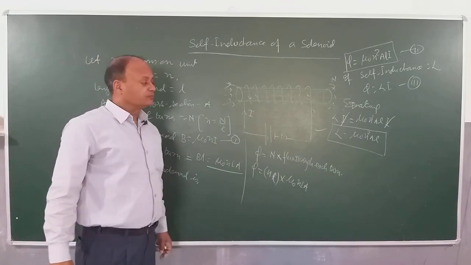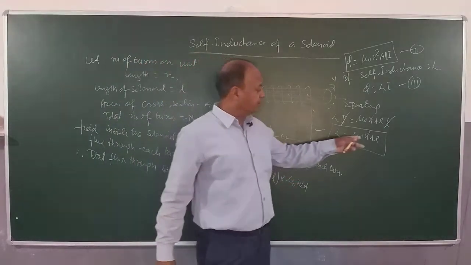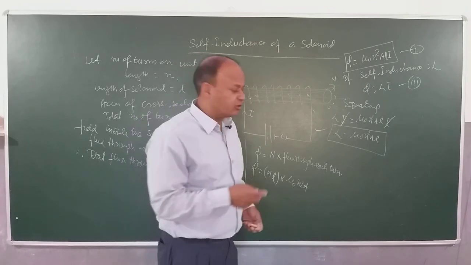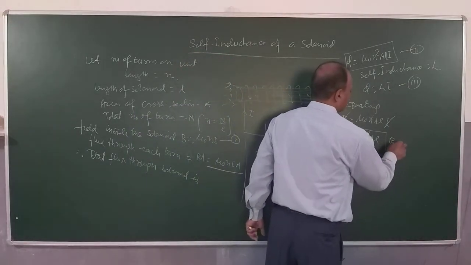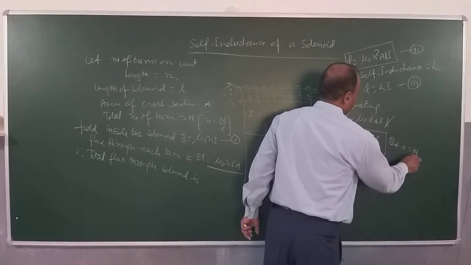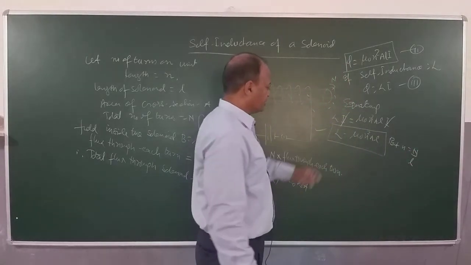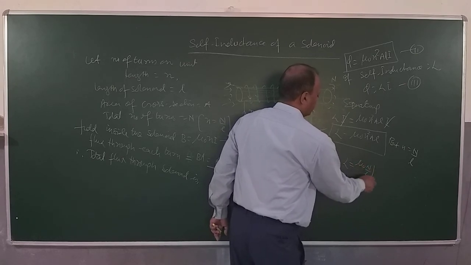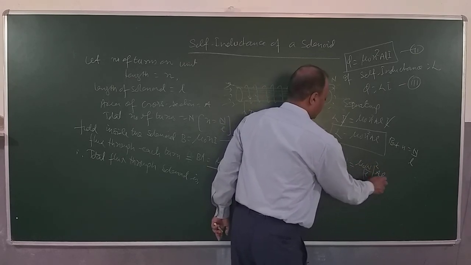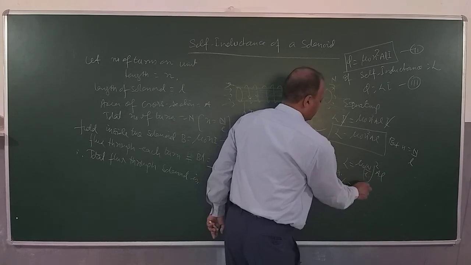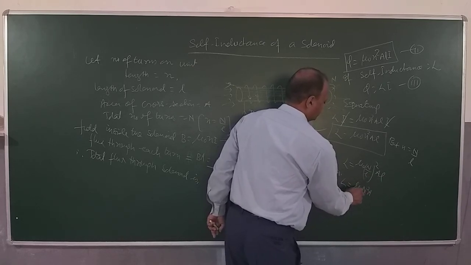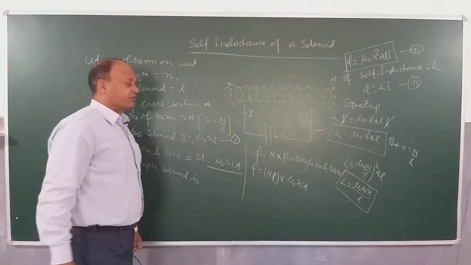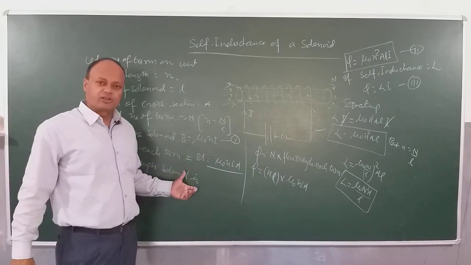Now many times we would like to express this relation in terms of the total number of turns. So we can do that also. How? But n is equal to capital N by l, where l is the length. If I put it here, then L will be equal to mu naught, N by l whole square, A into l. Therefore L will be mu naught N square A by l. So these are the equations for self inductance of a solenoid, right?